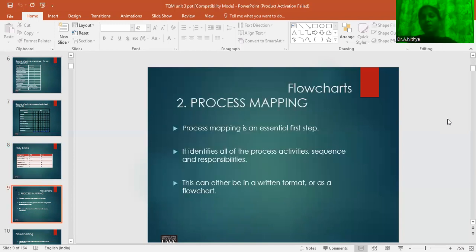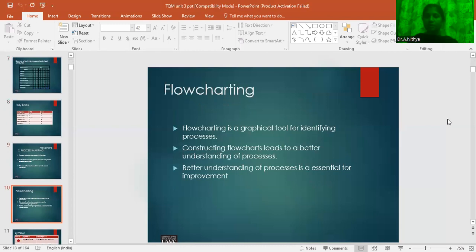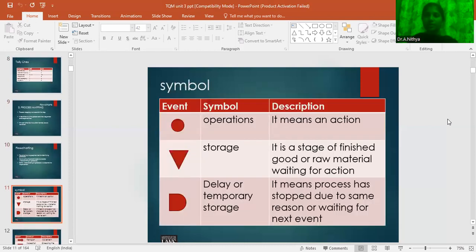The next is process mapping. This is essential. Process mapping identifies all of the process activity, sequence and responsibility. It is otherwise known as a flowchart. What is the purpose of this flowchart? For depicting the essential steps of the process by using standard symbols. These are the symbols used for a flowchart.